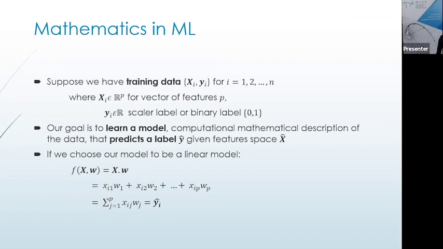But then the question is how do we relate the weights with x and y? How do we find the best values of our weights W such that when we are given our new input X, we can get the value which is as close as possible to our expected label y hat?